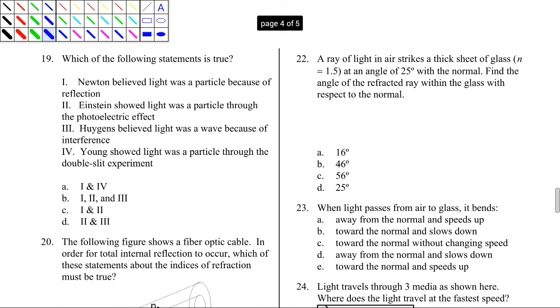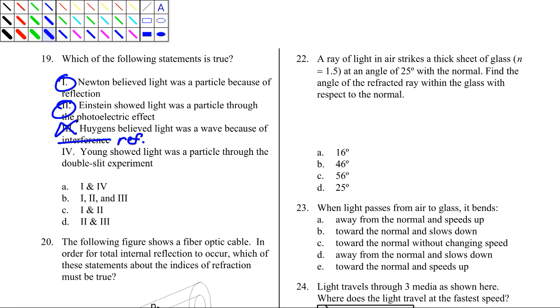Which of the following statements is true? Okay, Newton believed light was a particle because of reflection. That's true. Einstein showed light was a particle through the photoelectric effect. That's true. Huygens believed light was a wave. He did believe it was a wave, but not because of interference. He thought it was because of refraction.